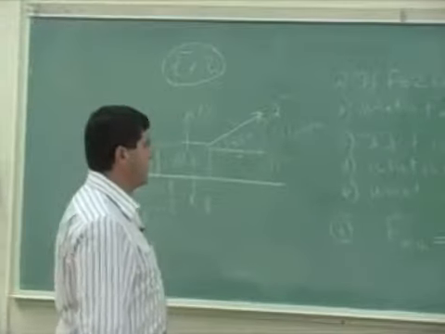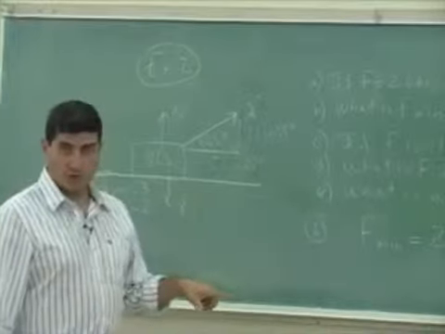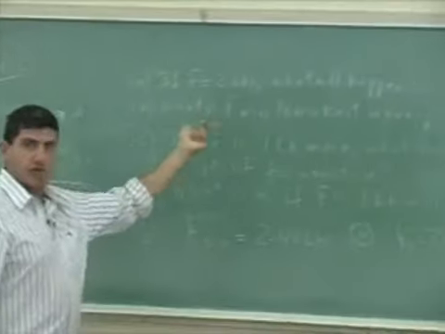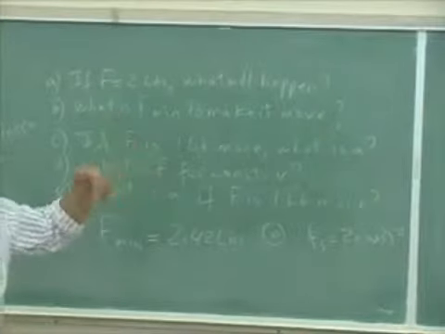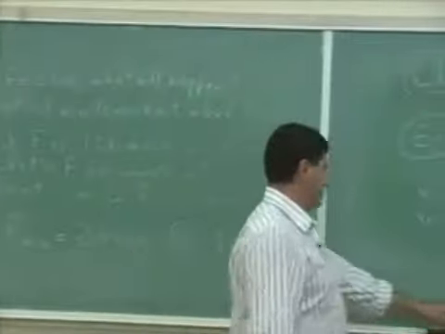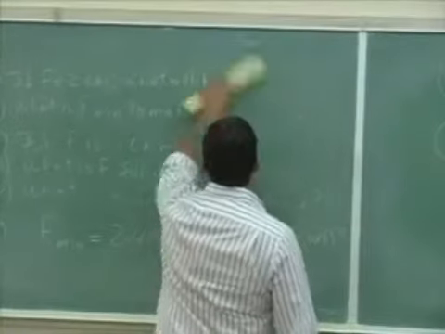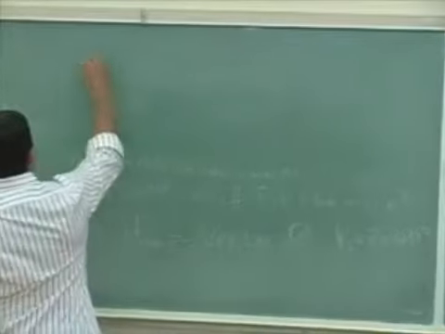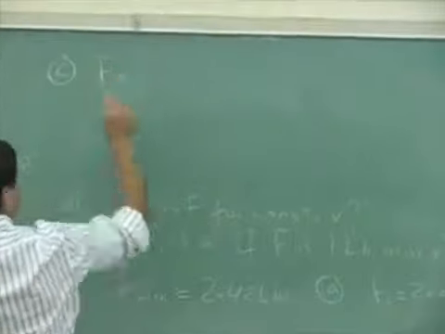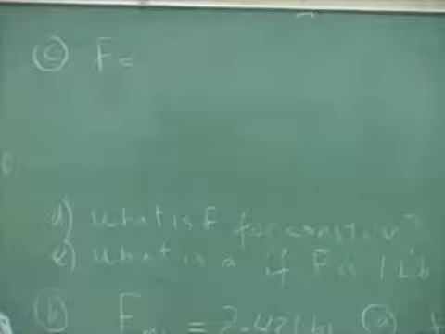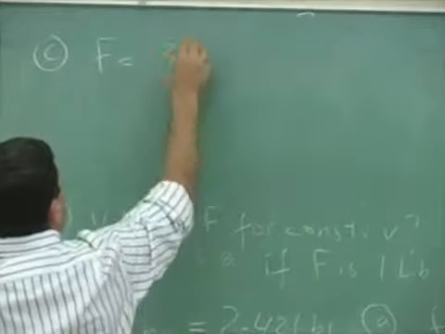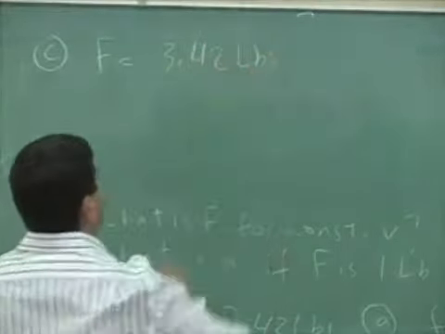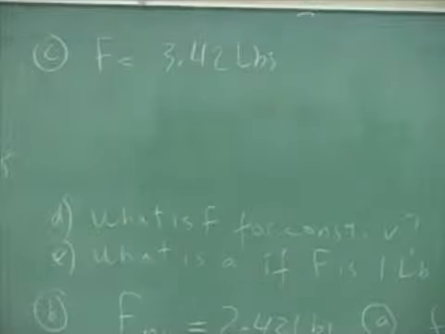Part C. If F is 1 pound more than what is necessary to make it move, what's going to happen? Well, it's going to start moving. So I'll just write it up here now. In part C, F is equal to 1 pound more than that, which is 3.42 pounds. Right? Now it's going to start moving, and the mu s is going to change to mu k.